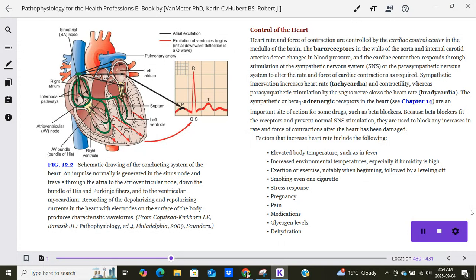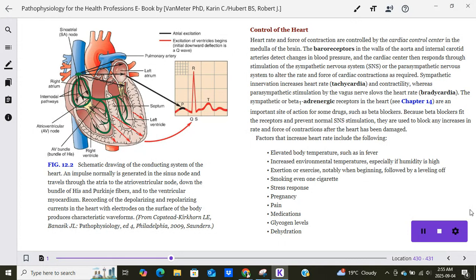Sympathetic innervation increases heart rate, tachycardia, and contractility, whereas parasympathetic stimulation by the vagus nerve slows the heart rate, bradycardia. The sympathetic or beta-1 adrenergic receptors in the heart, see Chapter 14, are an important site of action for some drugs, such as beta blockers. Because beta blockers fit the receptors and prevent normal SNS stimulation, they are used to block any increases in rate and force of contractions after the heart has been damaged.